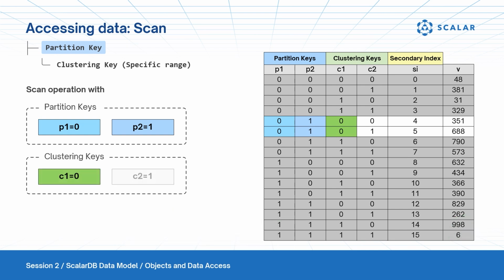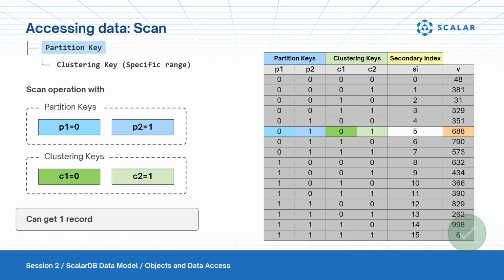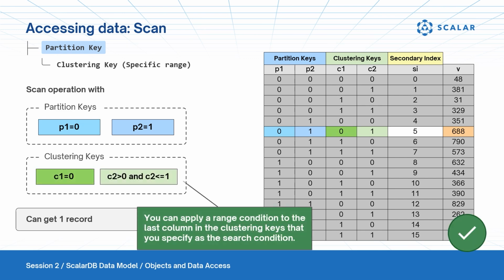Now, the C2 column is also added to the filtering condition. It returns 1 record. The result is the same as get operation. If C2 is the last clustering key column in the filtering condition, it is possible to use range conditions as well.